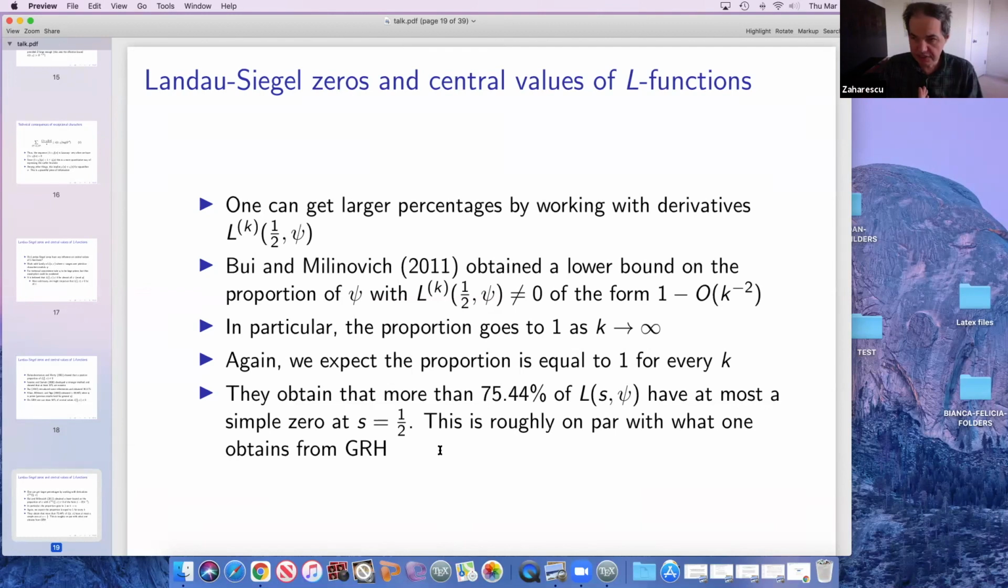So we ask ourselves, if we assume the existence of a Landau-Siegel 0, what happens with this proportion when we take higher and higher derivatives? We already know that unconditionally it goes to 1. Does it go to 1 at a faster rate? That wouldn't be a satisfying result. The satisfying result from our point of view was if we find a k for which the proportion is already 100%. And this is what we did. We found that for k equals 1, we already pushed it to 100%.